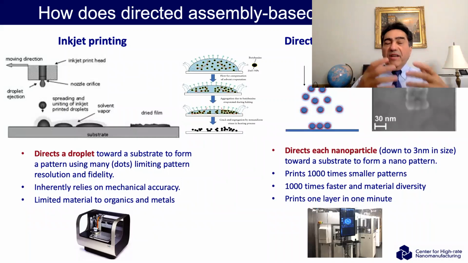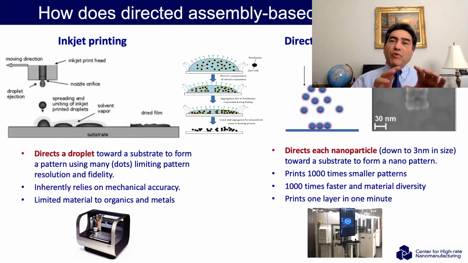Well, to look at it from a very high level, inkjet printing or 3D printing usually use droplets, at least the ones that use ink. And each droplet uses hundreds, sometimes thousands, sometimes hundreds of thousands of particles, depending on the size of the droplet. And then basically your feature size is as small as your droplet. Also, the inkjet moves, and so the mechanical accuracy makes alignment very difficult. So far, the inks were limited to organics and metals.